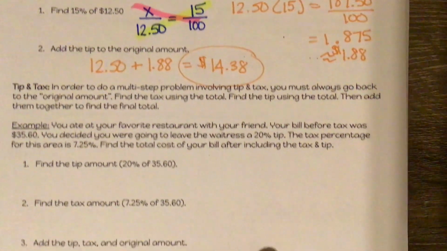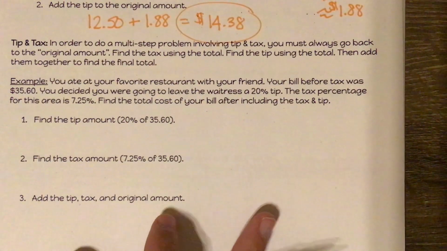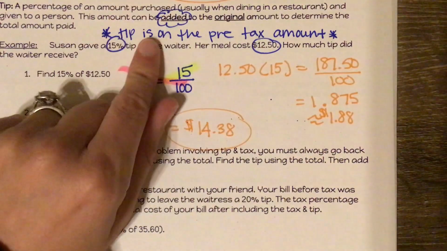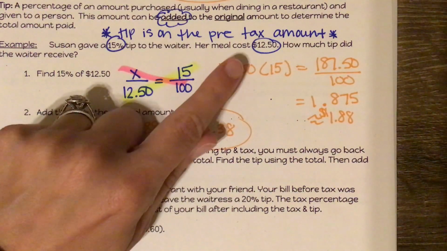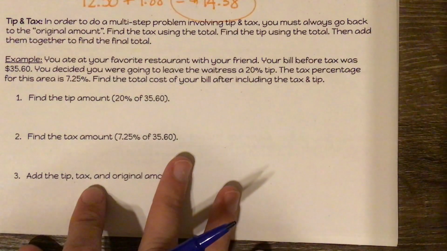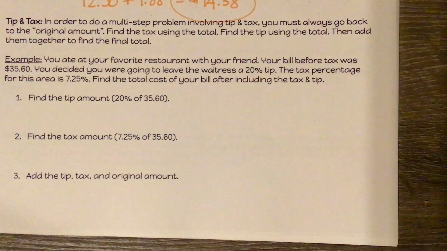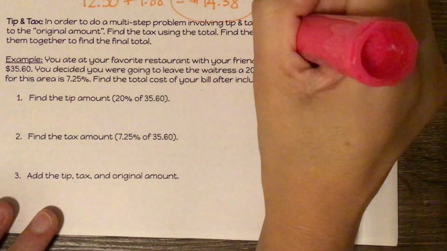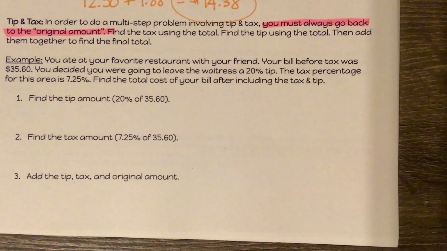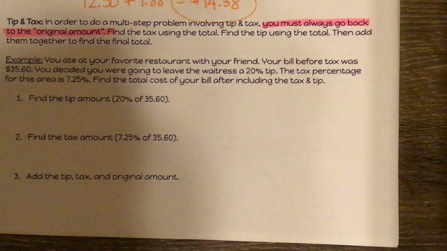Now let's look at some problems where we're doing tip and tax together. That's where it's going to become important to remember that tip is on the pre-tax amount. So in order to do a multi-step problem involving tip and tax, you must always go back to the original amount. So that is important. You must always go back to the original amount. Find the tax using the total and find the tip using that total. Then add them all together.